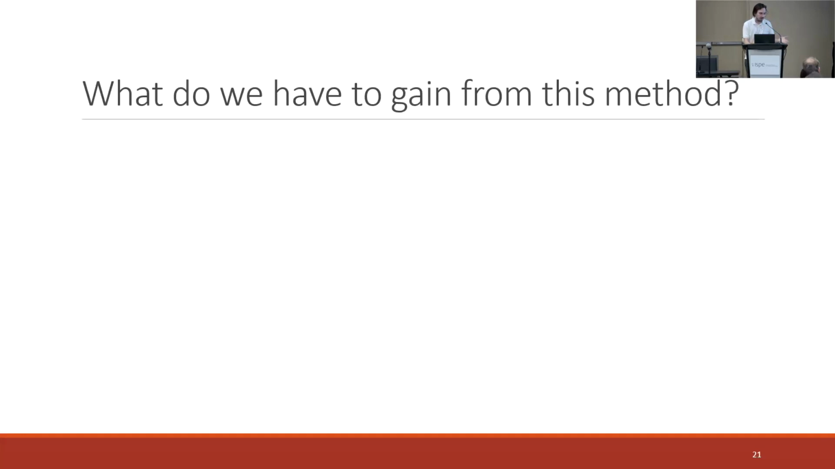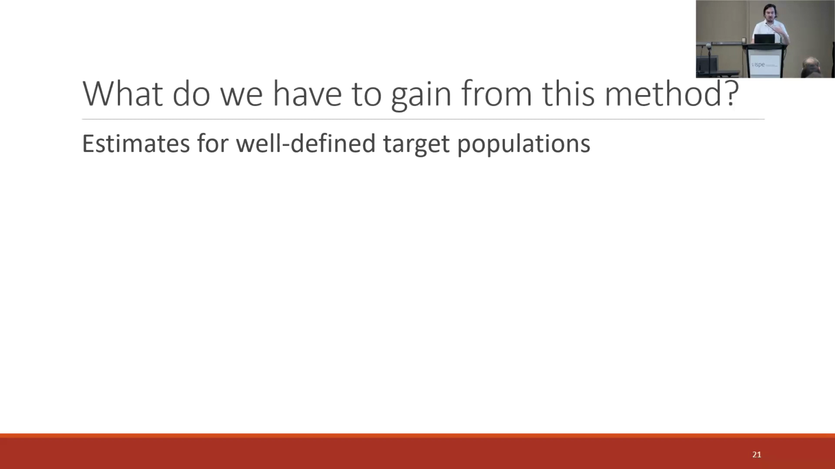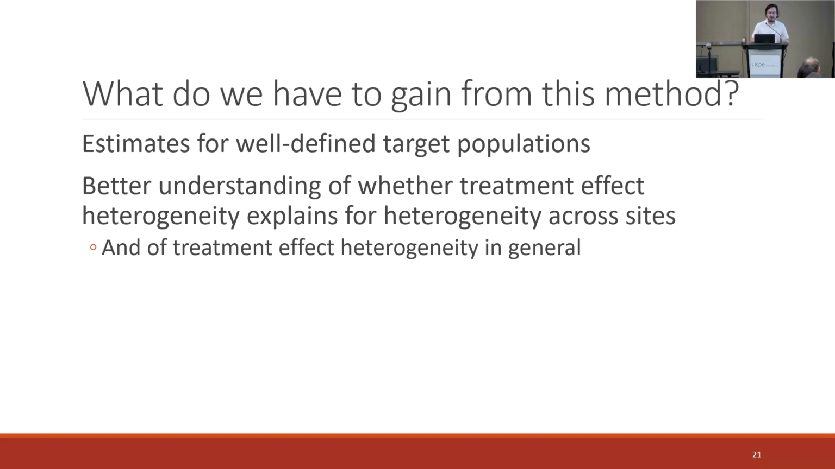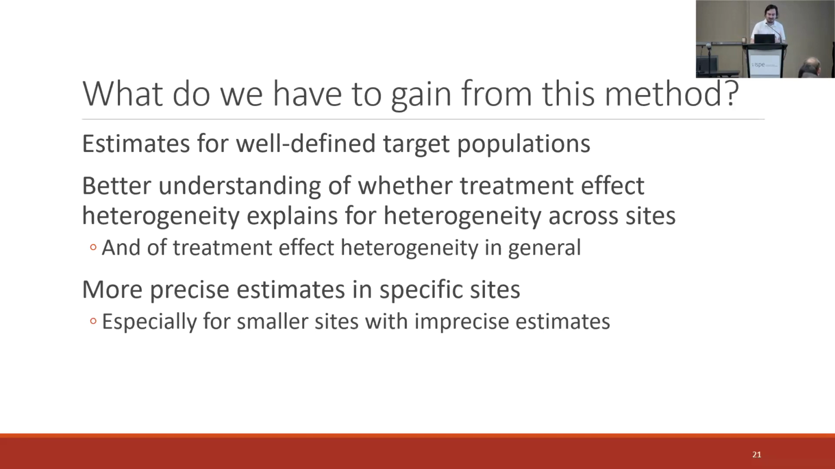So what do we have to gain from doing this in real analyses that are of public health importance? Well, for one thing, we get a well-defined target population. It's not the Sentinel Network target population or the CNODE's target population. It's the Canadian population or this province or that province. And we get better understanding of whether treatment effect heterogeneity is responsible for these differences across sites. And I'll talk more about this in like 30 minutes. And we also get those much more precise estimates in specific sites, which is really, really good for smaller sites that otherwise would not have a very informative estimate if you just relied on them alone.